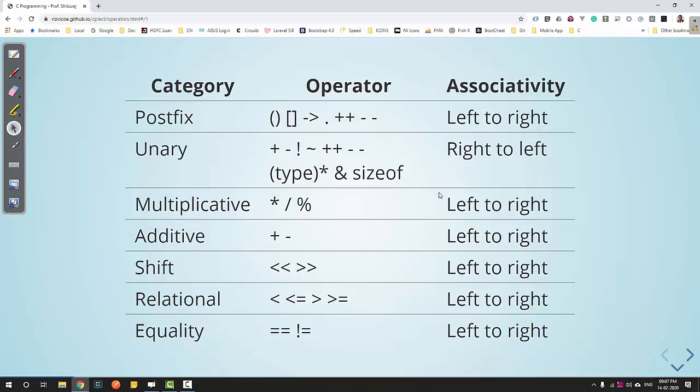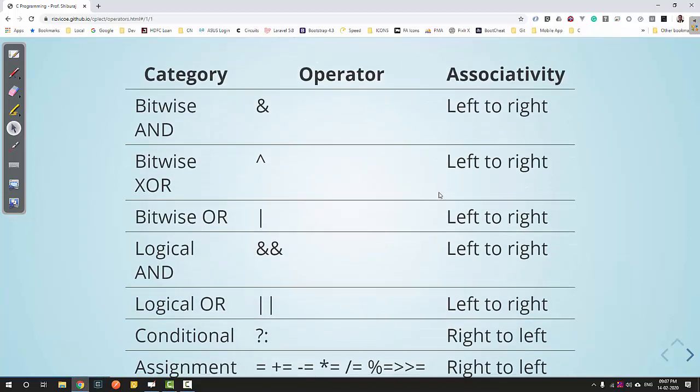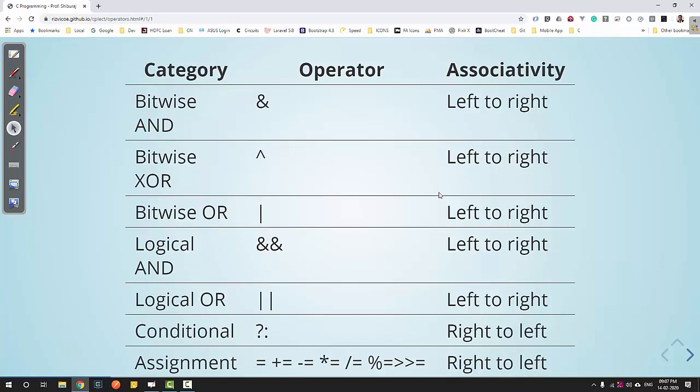Then we have multiplication, division and modulus, they are on the same level. Then we have addition, subtraction on the same level, and then so on. We have all these different operators. This is the remaining list. So bitwise AND, XOR, bitwise OR, and so on. And finally we have the assignment operator that is having the least precedence amongst all. So there is one more operator that is having even lesser precedence than the assignment, that is a comma operator that I have not included over here.